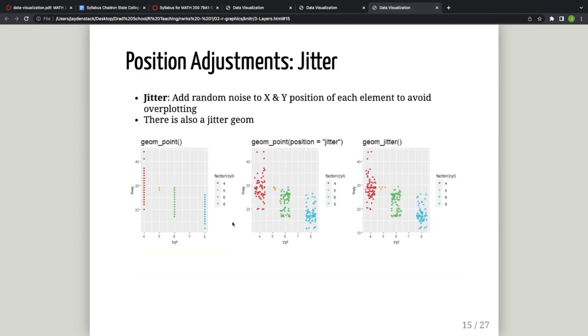Okay. We talked about jitter, where you can essentially show every single one of the data points from that specific variable, right? So if I did position equals jitter, now I can see every single data point of the cylinders of our engines. So our four cylinders, you can see every single data point for those highway mileages. Same with five, same with six, same with eight, and so on, right? So jitter adds random noise to X and Y to avoid overplotting. There's also the jitter geom.